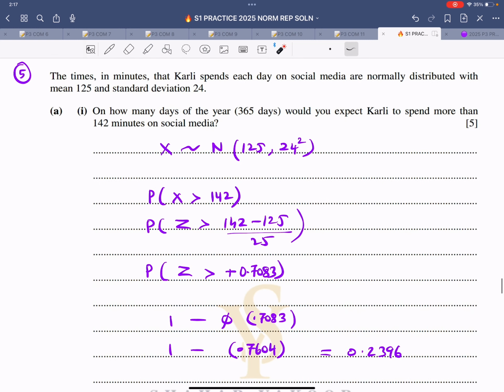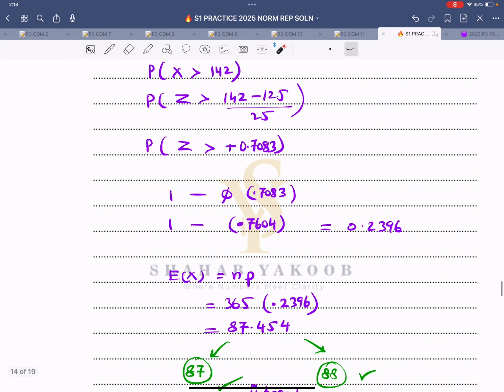Question number 5. It says the time in minutes that CAIE spends each day on social media is normally distributed with such and such. Part 1, how many days of the year? Again, how many? They are considering a year to be 365 days. Would you expect CAIE to spend more than 142 minutes on social media? So X follows a normal distribution such and such. Calculate the probability greater than 142.